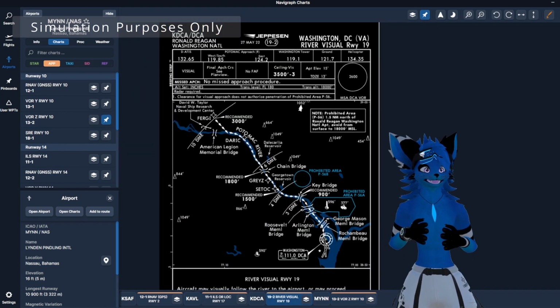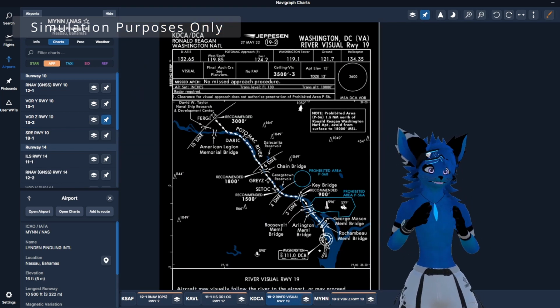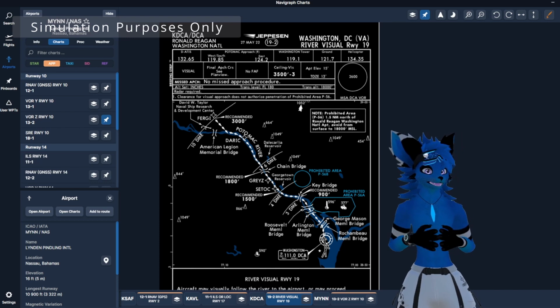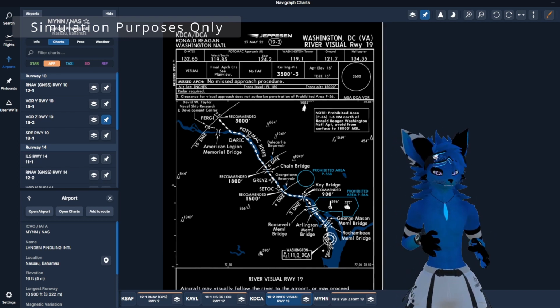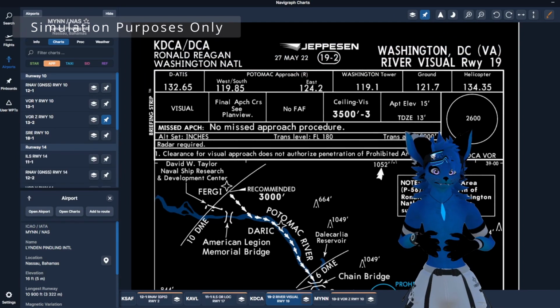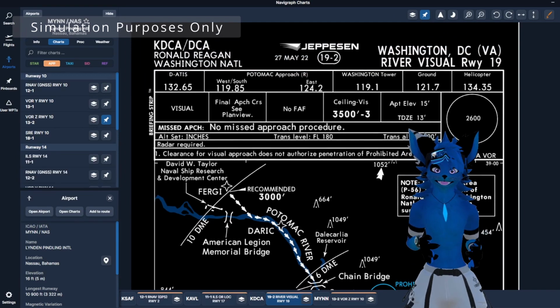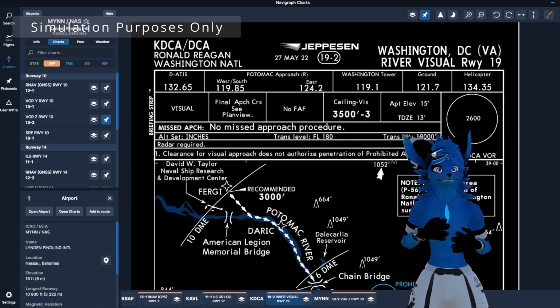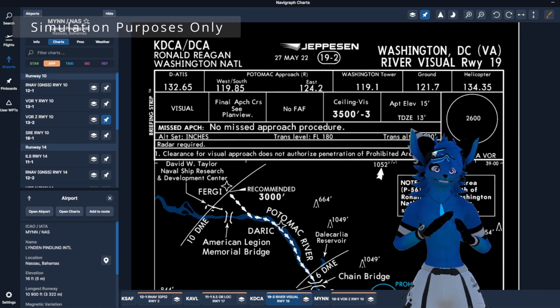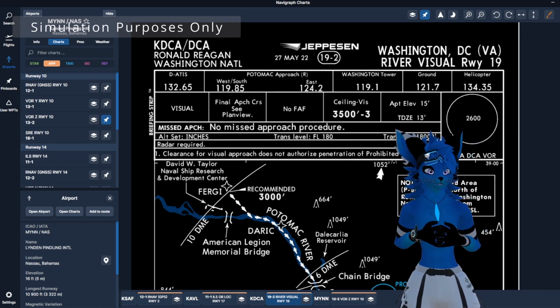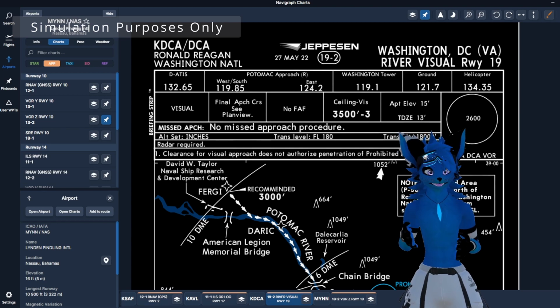Here we have a charted visual flight procedure. This is the River Visual runway 19 at Ronald Reagan National Airport. So we could see normally where we would have the radio frequencies in the course selectors, there's nothing there because there's no specific nav aids that we're going to be using to help us fly this approach. It's all going to be based on landmarks on the ground. We need at least a 3,500-foot ceiling with 3 miles of visibility.